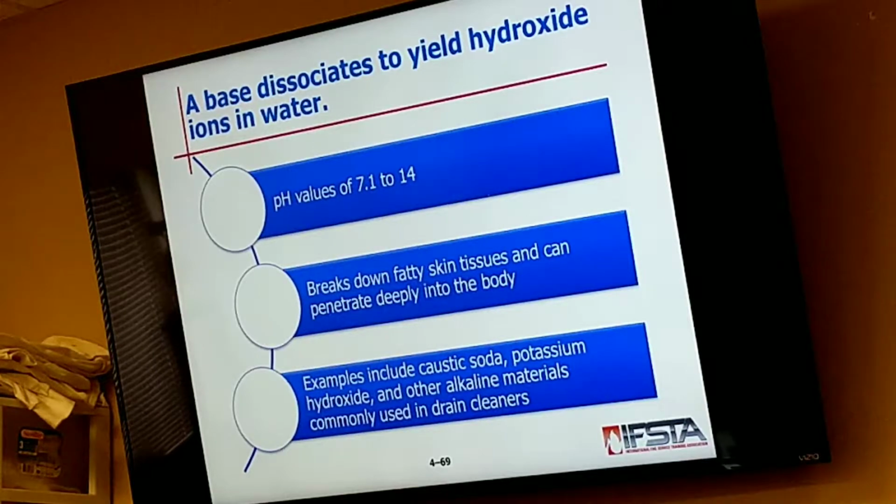Your bases are going to be water-soluble compounds that chemically dissociate in water and form negatively charged hydroxide ions. The bases are going to have pH values of 7.1 to 14. They break down fatty skin tissue and can penetrate deeply into the body. Some of those, caustic soda and potassium hydroxide, that's just some of the stuff that's in drain cleaners.